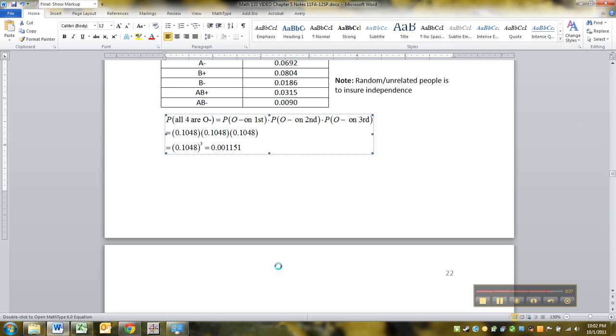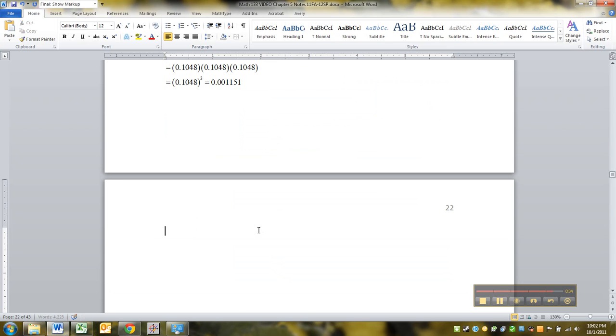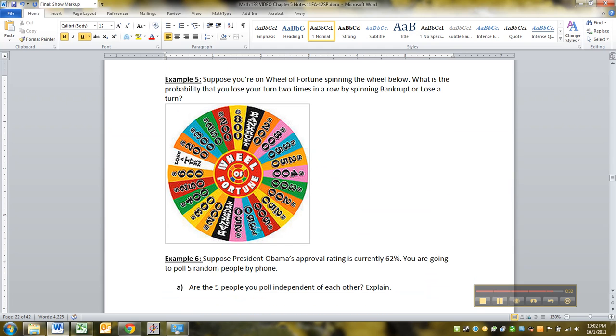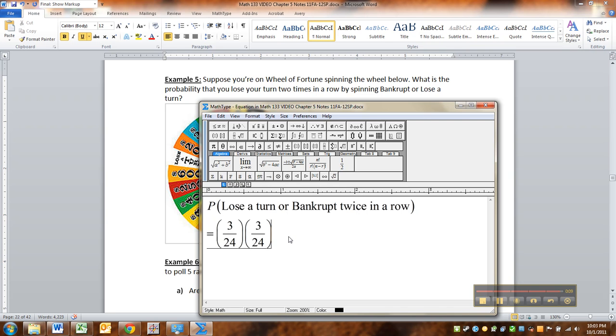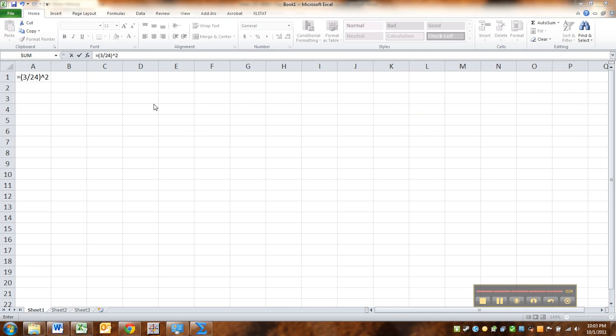Next, notice when they're independent, things are easy, right? It's when they're not independent that we're going to have more difficulties. All right. What's the probability that you lose your turn 2 times in a row by spinning bankrupt or lose a turn? So we found the probability of lose turn or bankrupt. It's 3 out of 24. We found it before. And if you want to do it twice in a row, it'd be 3 out of 24 times 3 out of 24, which would be 3 out of 24 squared. There it is in Excel. Type it in parentheses, equals 3 out of 24 squared.